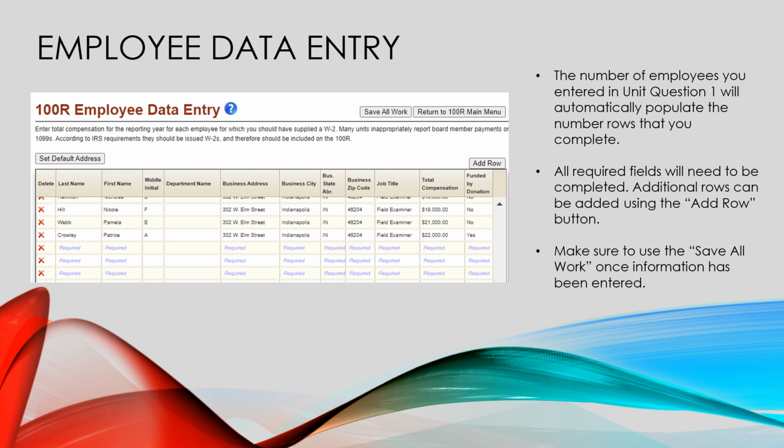The next item on the main menu after the unit questions is the employee data entry screen. You will use this screen if you are planning to enter your employee information manually. You will see the number of entries is based on the number of employees you entered in unit question 1. However, if you need to add a row, there is a box at the top right of the grid, and you can click there to do so. You may also delete a row by clicking the red X to the left of the name.